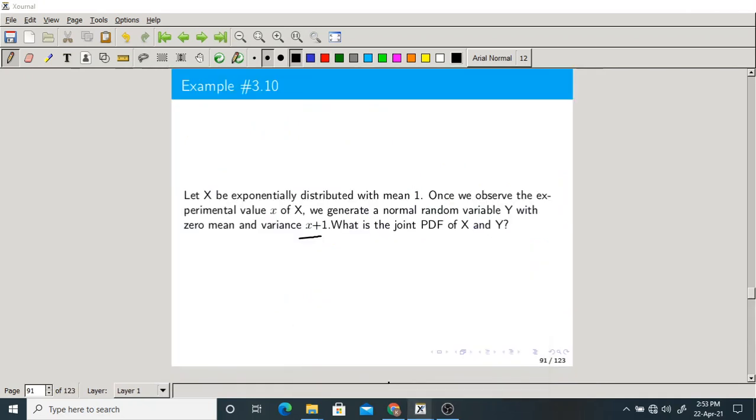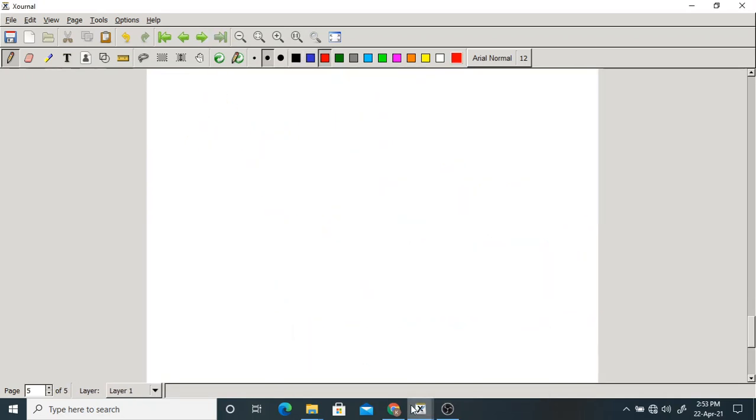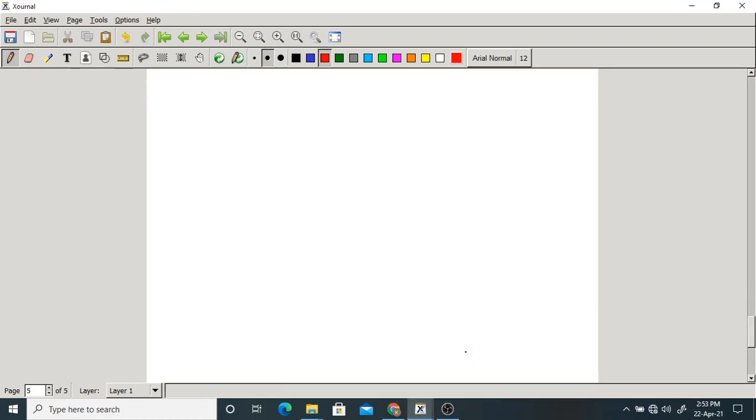Now let us see what is given in the problem. Let me write everything that is given in the problem. x is exponentially distributed with mean 1. Okay. So what is the exponential distribution random variable? X is exponentially distributed with mean 1. Mean 1, what do you mean by that?